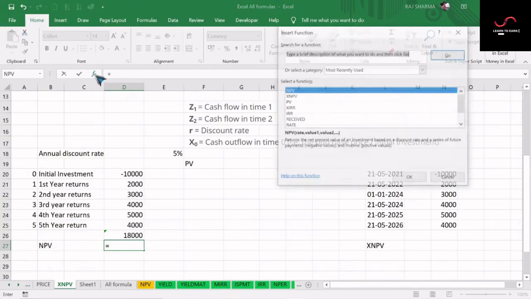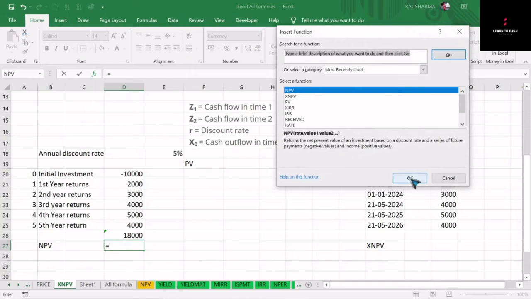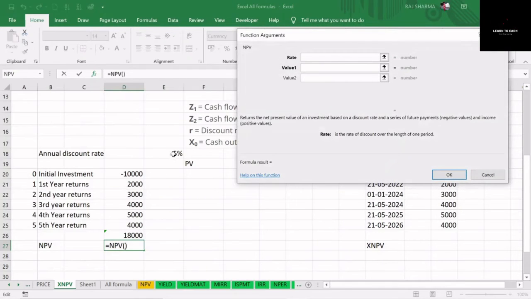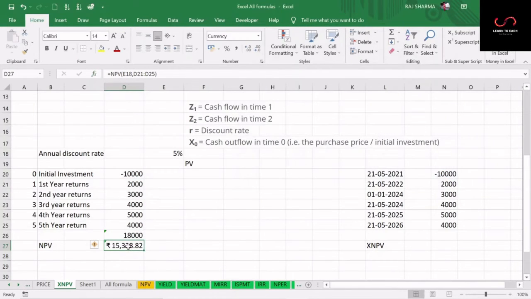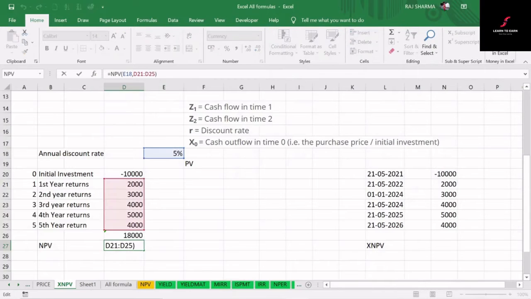Go to FX, insert function, choose NPV and put the discount rate there. Second, put the values. Here you need to take care that you put the subsequent inflow values first, and from whatever comes out of that, you have to subtract the initial investment.